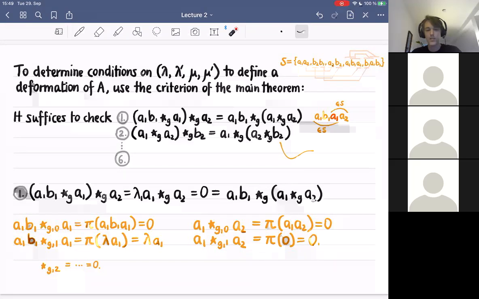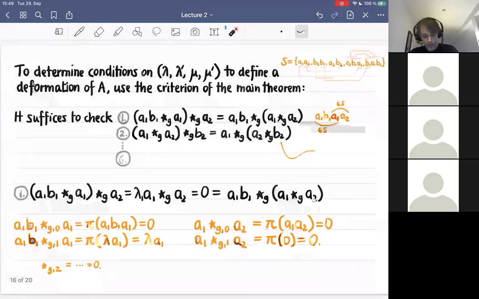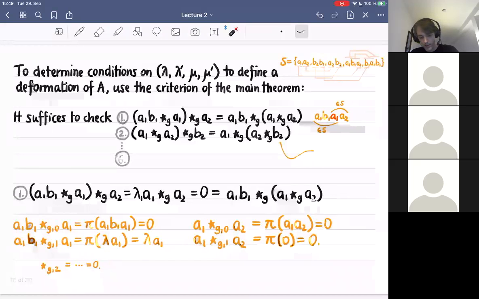Okay, and now we would like to determine conditions on these four coefficients to define a deformation of A, and we can use the criterion. Right, and the criterion says that it should satisfy associativity on the overlaps. And so here in this set S, we have overlaps that I've marked here, and there are 6 overlaps, so we should check 6 equations.